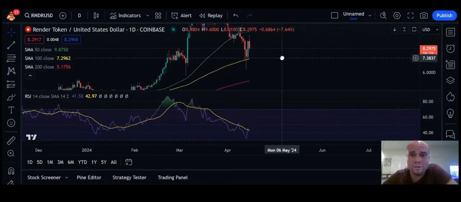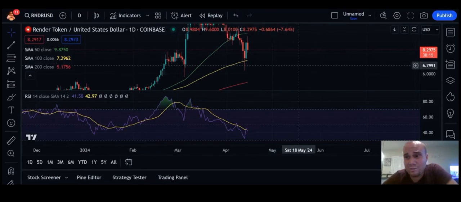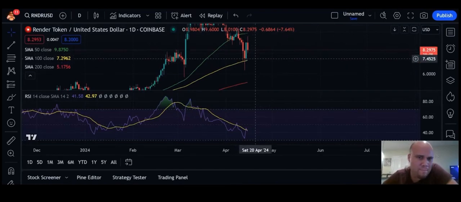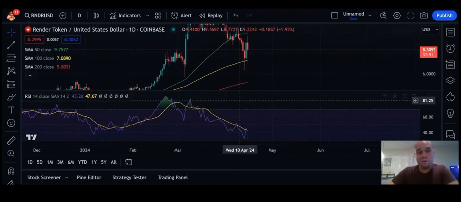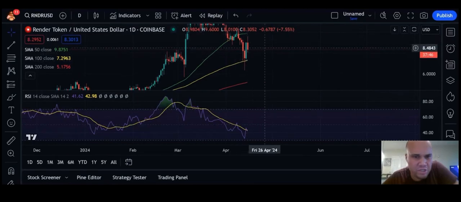If you're a little bit impatient and you just want a little bit of exposure to Render, I say okay, Render at $8.30, not too bad. That's what it's currently trading at. Just be prepared that we might come back down to the $7.30 level. And if we do, you could back the truck up a little bit and get some more Render at probably $1 cheaper than what it is right now.